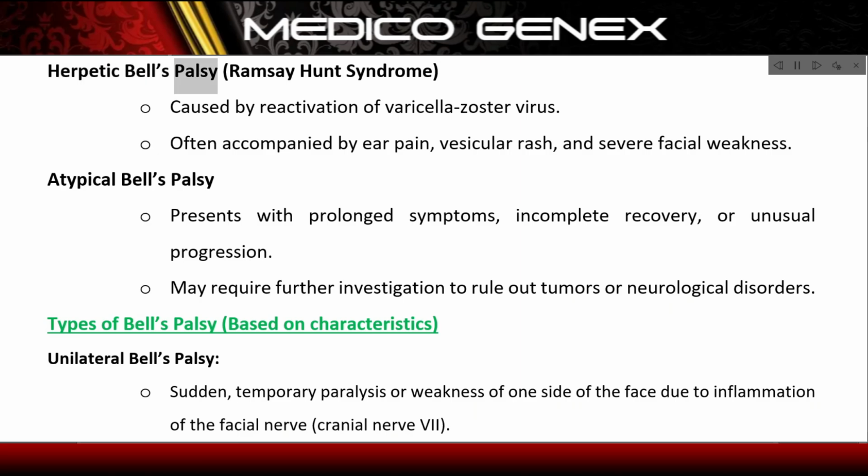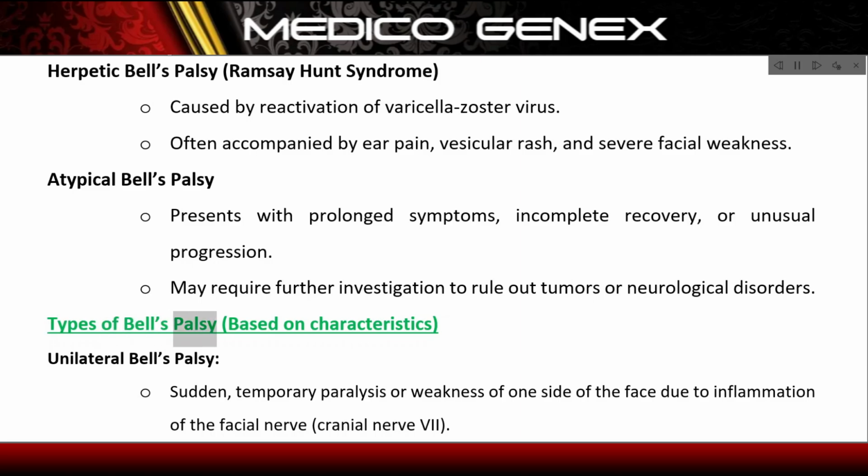Herpetic Bell's palsy, Ramsay-Hunt syndrome. Caused by reactivation of varicella-zoster virus. Often accompanied by ear pain, vesicular rash, and severe facial weakness. Atypical Bell's palsy. Presents with prolonged symptoms, incomplete recovery, or unusual progression. May require further investigation to rule out tumors or neurological disorders.